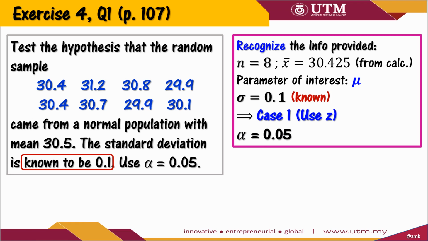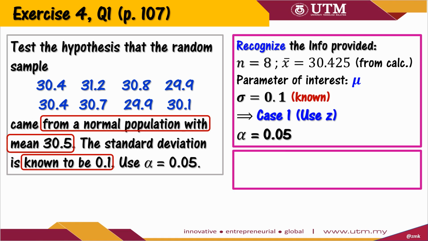But how to formulate H0 and H1? Look at the question again. Test if the data came from a normal population with mean equal to 30.5. This is the hypothetical value of mu under H0, where under H0 we have mu equal to 30.5. What about H1? Obviously, under H1, mu should be not equal to 30.5.